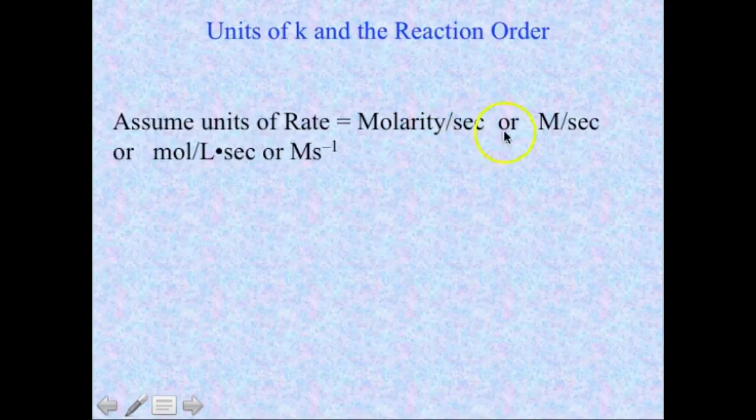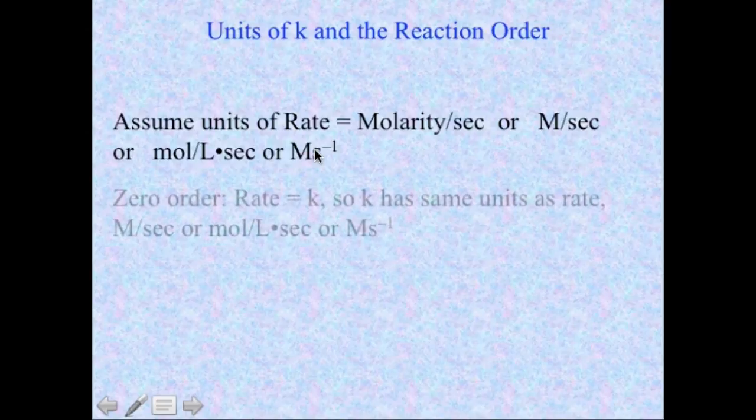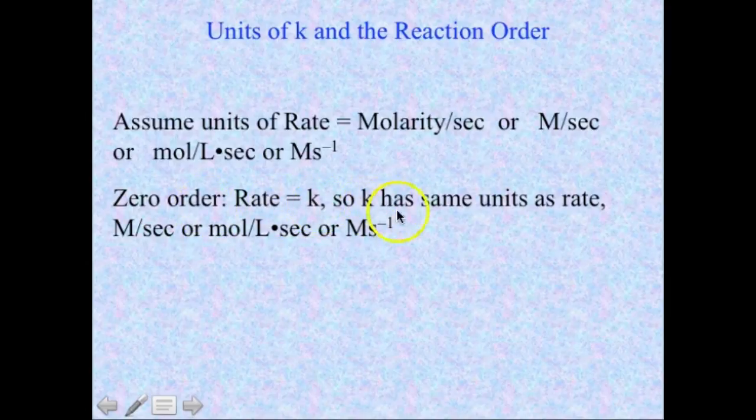There's molarity per second, there's capital M per second, there's moles per liter seconds. If we define molarity as moles per liter, then it would be moles per liter seconds. Or we could write it capital M, S to the minus 1, meaning 1 over S. So that's the way that the units of rate can be expressed. Now, for a 0 order overall reaction, rate equals K, so K has the same units as rate, molarity per second, or moles per liter seconds.